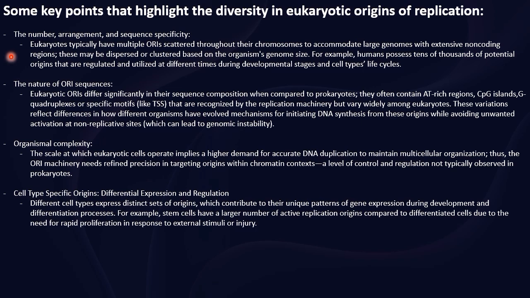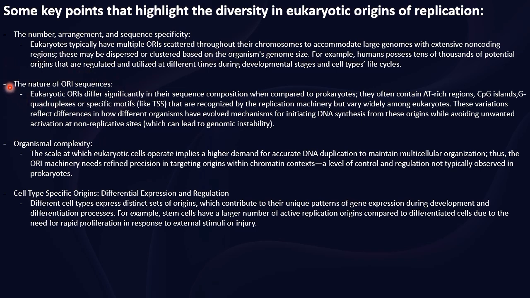Here's an example: humans possess tens of thousands of potential origins that are regulated and utilized at different times during developmental stages and cell type life cycles. We will discuss this example in more detail in the fourth point, that is cell type specific origins, differential expression, and regulation. For now, let's get into the second point, which is the nature of ORI sequences.